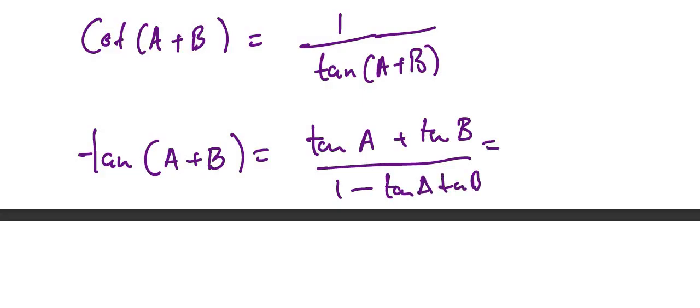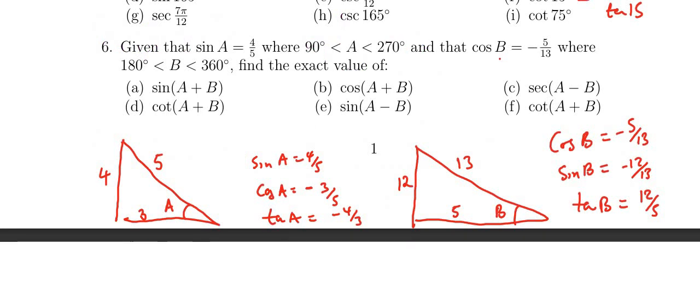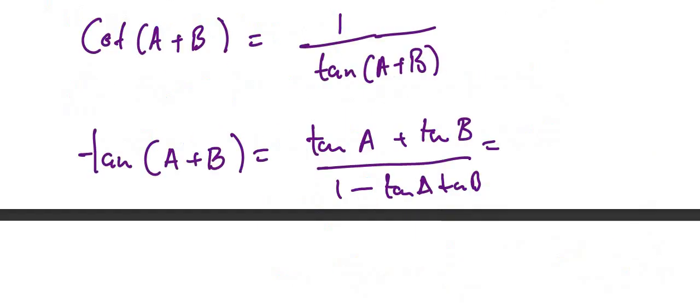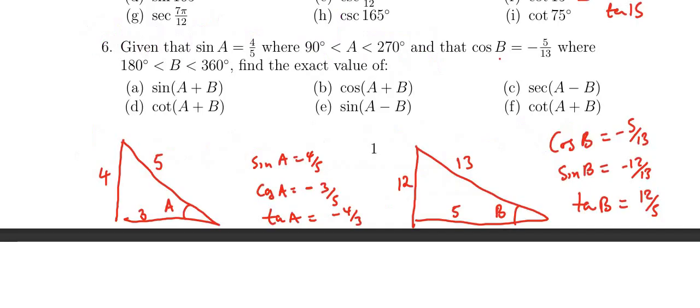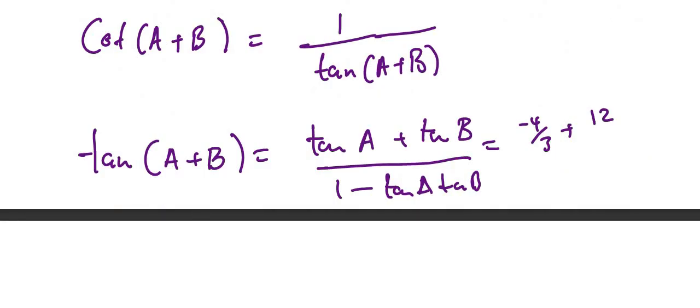So we already know what tan a is, according to what we wrote here. Tan a is already given here. It's negative 4 over 3. So we put it here: negative 4 over 3, then plus tan b, which we already have here, 12 over 5. Then here we're going to have 1 minus negative 4 over 3, times 12 over 5.